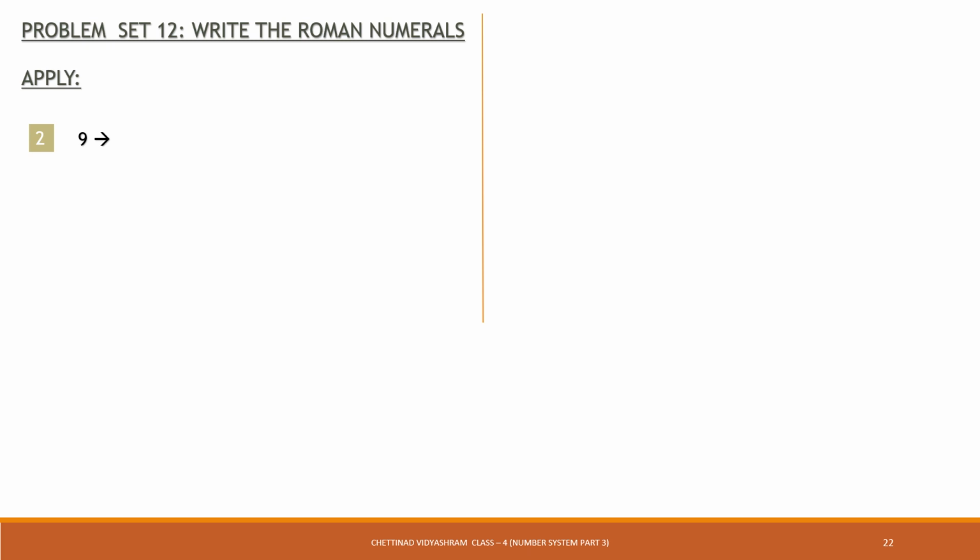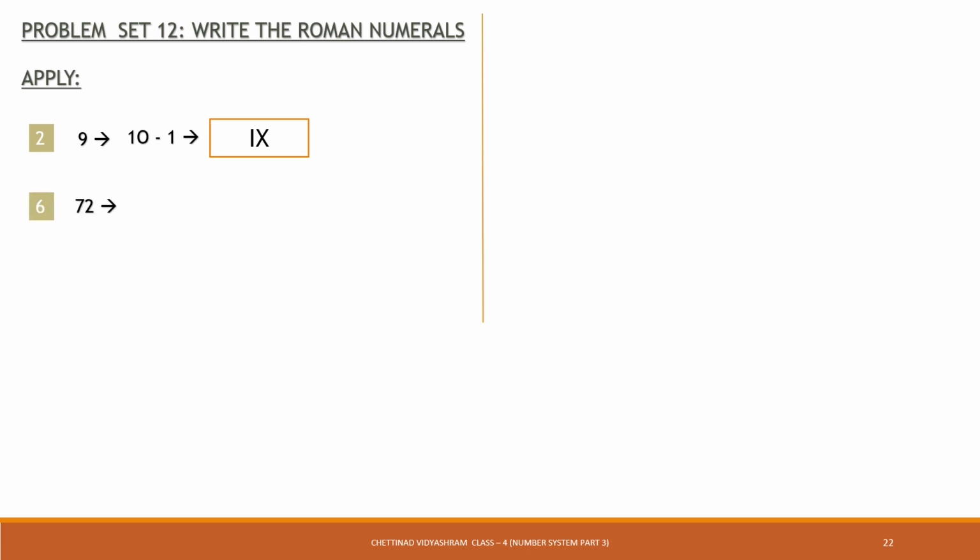So in that case, we can come backward like 10 minus 1. Can we do it as 10 minus 1? If it is subtraction, the smaller one should come on the left hand side. What is the smaller value here? I, which is 1. So I, and what is the Roman numeral for 10? It is X. So the Roman numeral for 9 is IX.